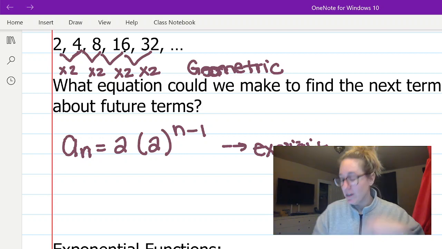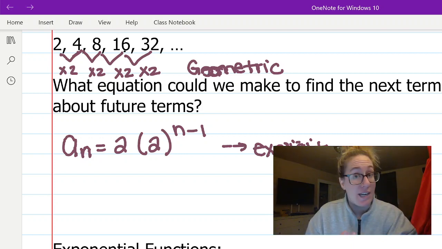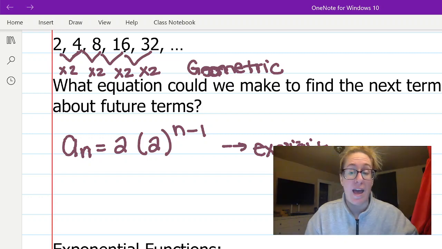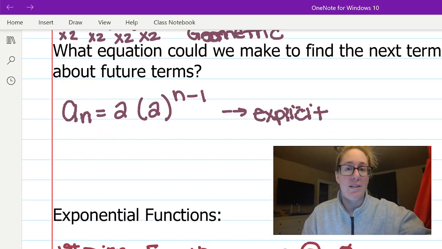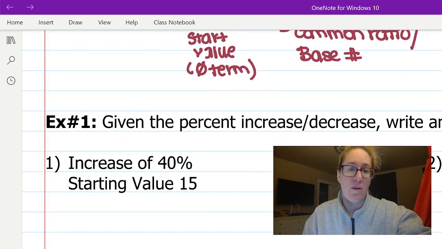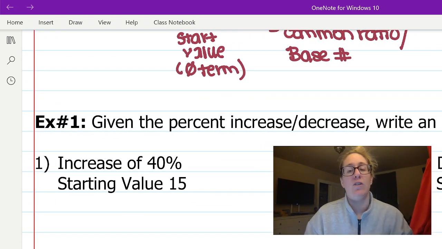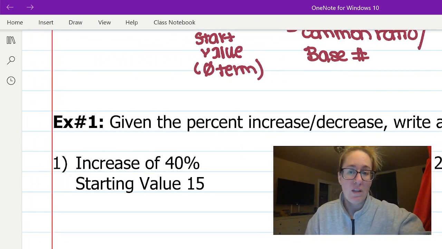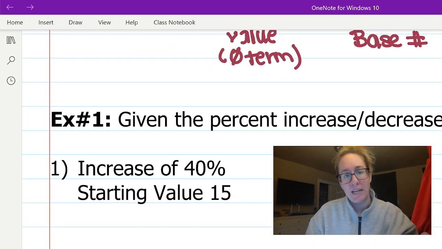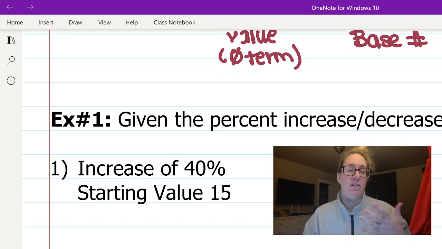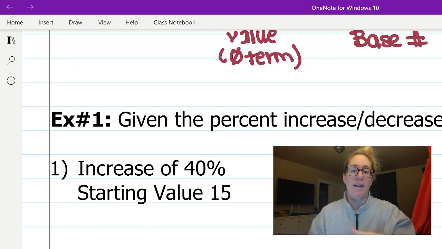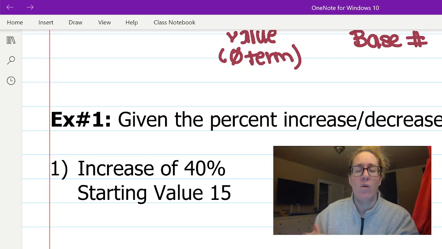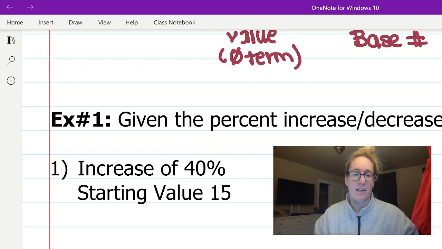Okay, so we're going to start by figuring out percentages. A lot of the problems we're going to deal with have percentage-based numbers, so we're going to take a look at what that is. All right, so here we go. Given the percent increase or decrease, write an equation that represents the given scenario. We had word problems like this: the bear population is increasing or decreasing by 10% each year. And a lot of you had questions on how to find that multiplier, that common ratio, that base number for your exponential function.